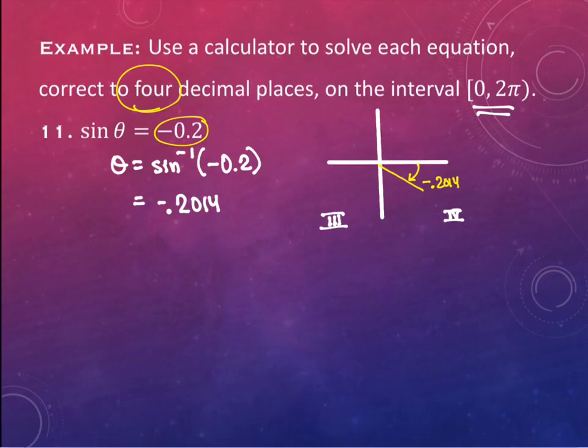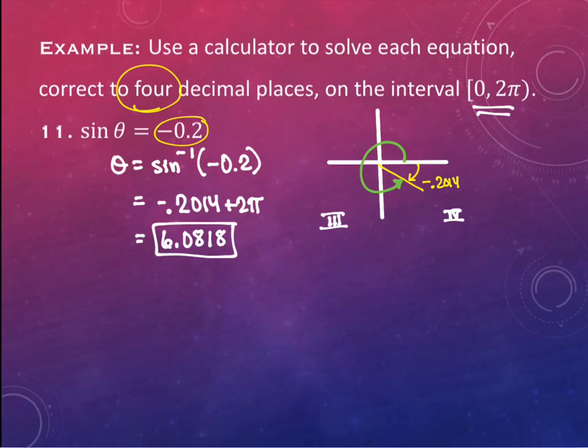0.2014. But what I want is I want to go the other direction, right? I want to go around like this to get to here. So the way that I would do that is that I would take this and I would add 2 pi to it, right? So if I add 2 pi to this, I'm going to get 6.0818. So this is one of my answers on the interval.